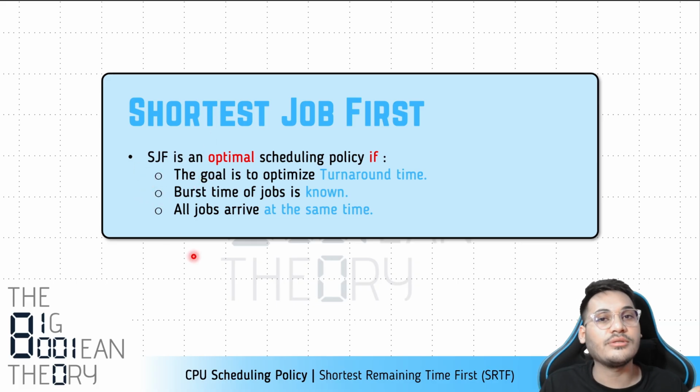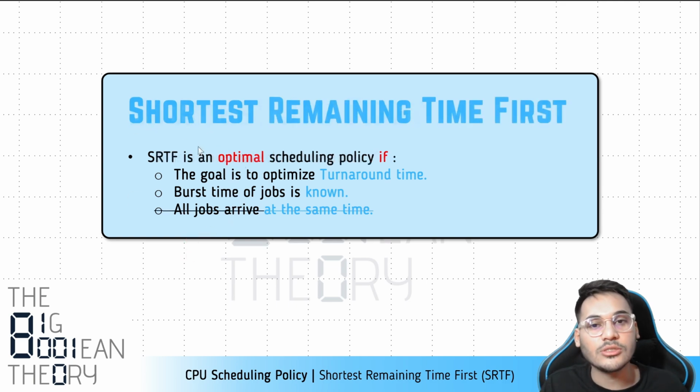Now, since shortest remaining time first is just a variation of shortest job first, that is, just a preemptive variation, shortest job first is also trying to do the same thing. It's just that it is non-preemptive, whereas shortest remaining time first is a preemptive version of it. It takes into account the shortest remaining burst time. So on the same grounds, since SJF is optimal, shortest remaining time first is also an optimal policy. And in this case, the three conditions I have just taken from the previous slide.